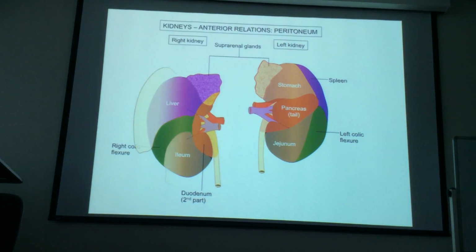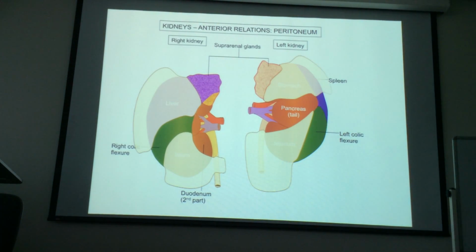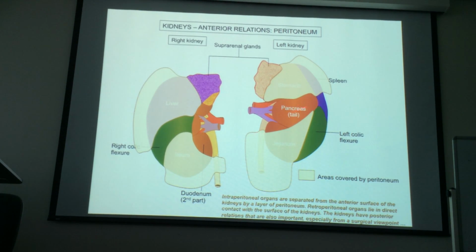Now, there are the peritoneal coverings. This part is not covered by the peritoneum because there we have structures that are covered by the peritoneum. And these are the bare areas. Because the pancreas is lying here. If there was no pancreas, then the peritoneum would cover this part also. So the pancreas is sitting above the kidney.